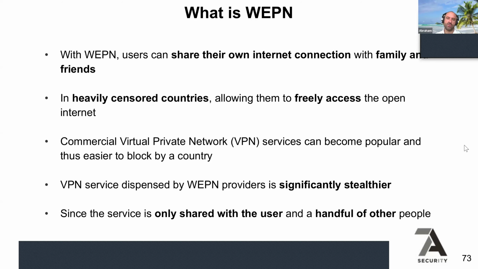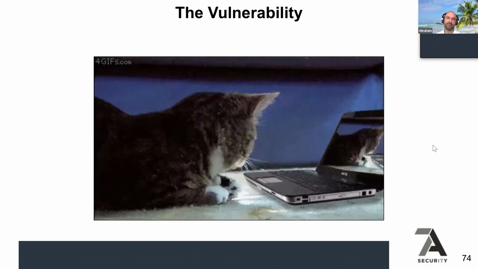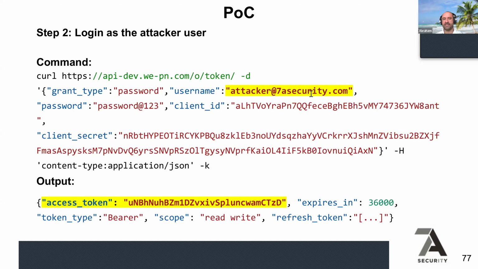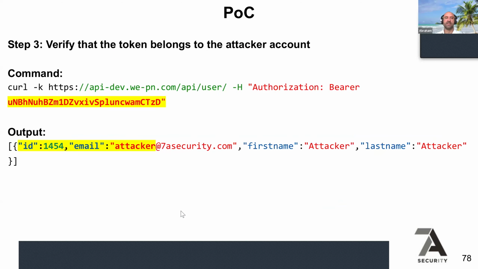So this was found on the WebPN backend. And basically what we are doing here is we create two accounts, one for the attacker and one for the victim. And then when you log in as the attacker, right, this is using the normal login flow of the application, we get an access token. And then we can verify that the token belongs to the attacker account. So we can see our own profile using this attacker token. We can see this belongs to the attacker.